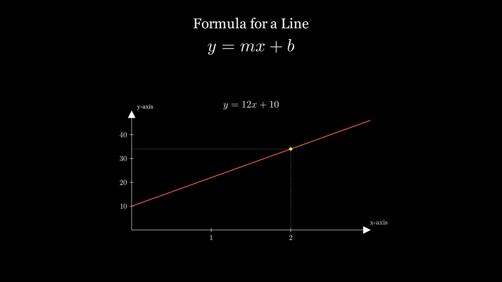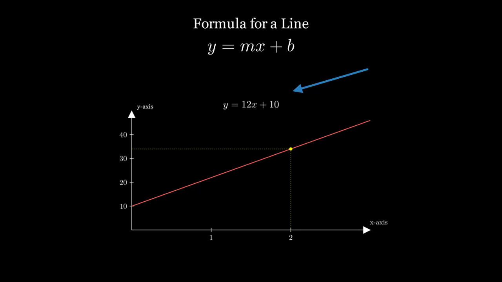For example, if you are selling cloth by the yard, each yard costs $12 and the shipping cost is $10. The total cost of an order is y equals 12x plus 10. If we order 2 yards of cloth, the total cost is always $34.